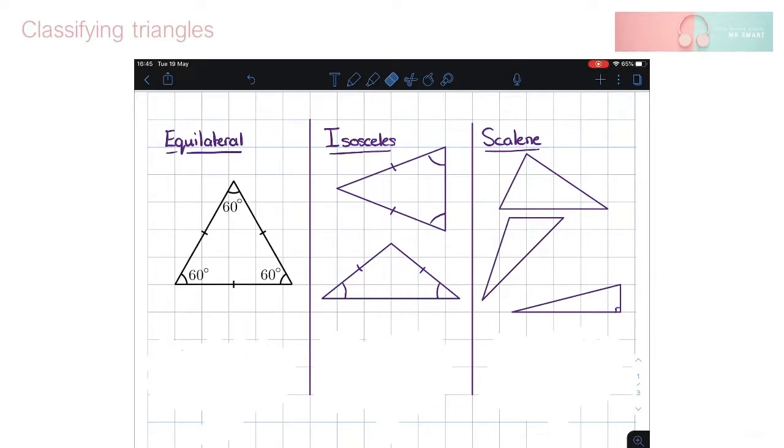In this video we're going to be looking at classifying triangles, and there are three different types. We have equilateral, isosceles and scalene. So let's have a look at the three different types. Let's start with an equilateral triangle.